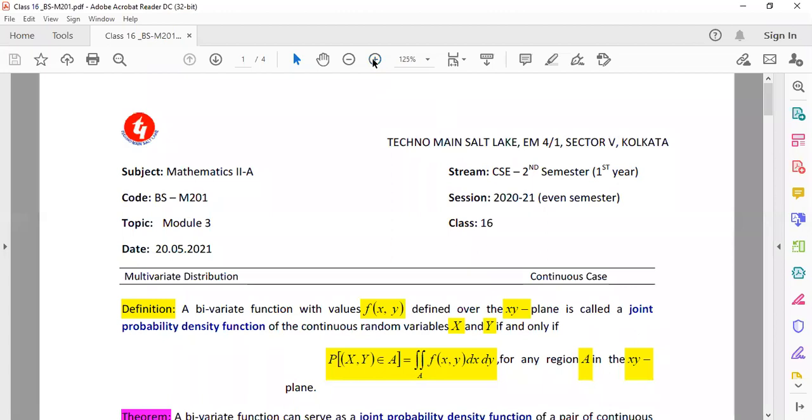whereas we can increase the number of variables to any size. And consequently, all the theories that have been established in the case of univariate distribution will be carried forward to multivariate distribution.